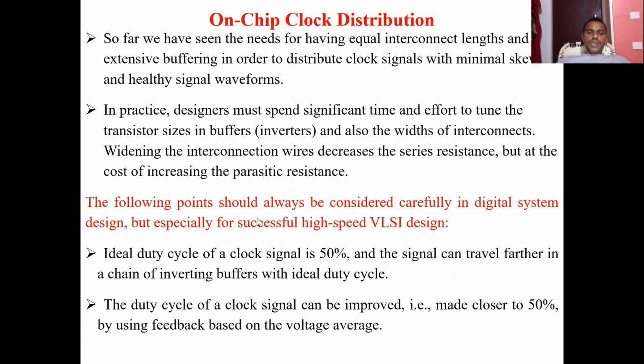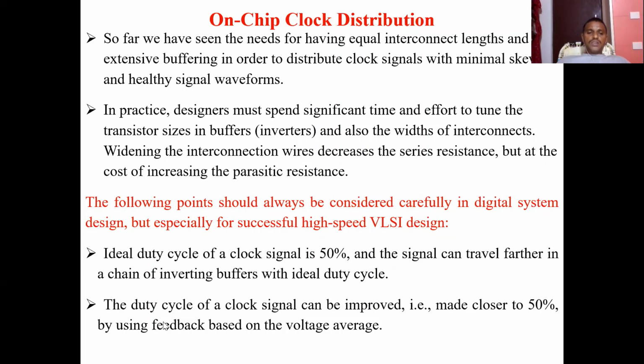Now we have another small point here. The following points should always be considered carefully in digital system design, but especially for successful high-speed VLSI designs. These are the points we have to remember while designing the clock generator. The ideal duty cycle of a clock signal is 50%, and the clock signal can travel further through a chain of inverting buffers with ideal duty cycle.